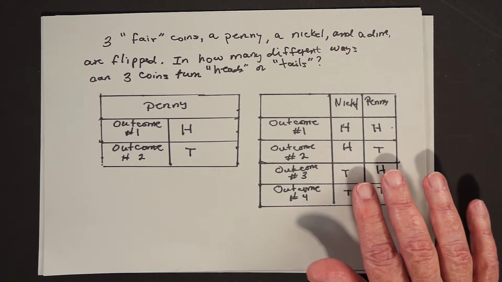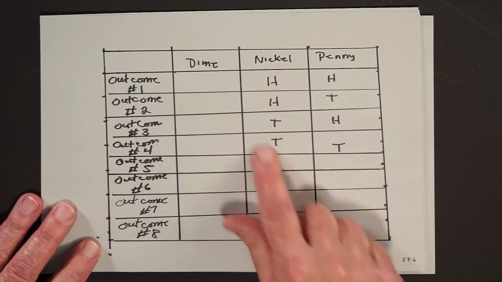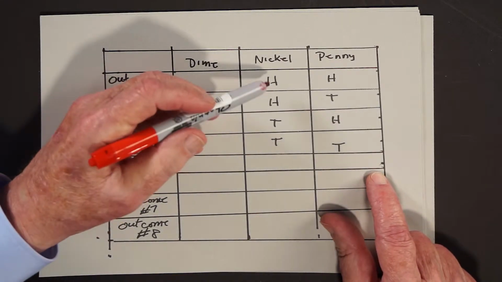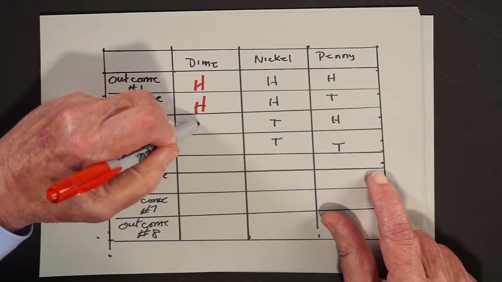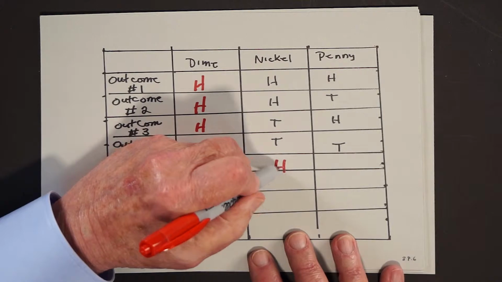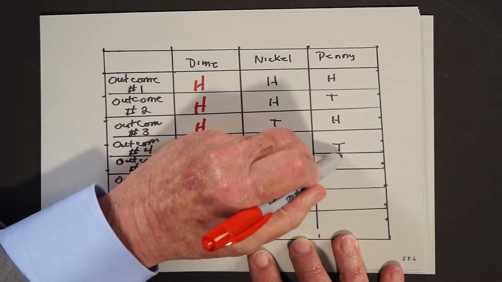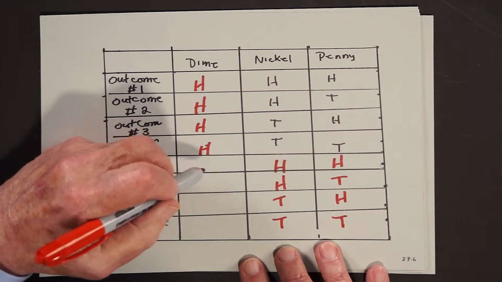Now let's see what happens when we throw in the dime. The dime doesn't know what's happened here. All the dime knows is it's going to be flipped. Well, if any one of these 4 combinations turned up, doesn't matter, the dime could have turned up heads. And these same 4 combinations could have occurred even if the dime turns up tails.